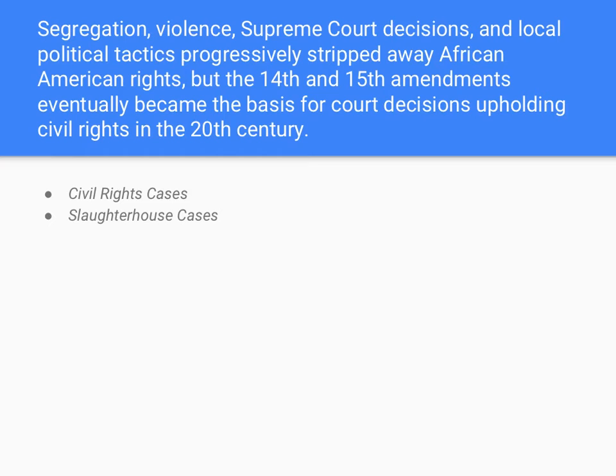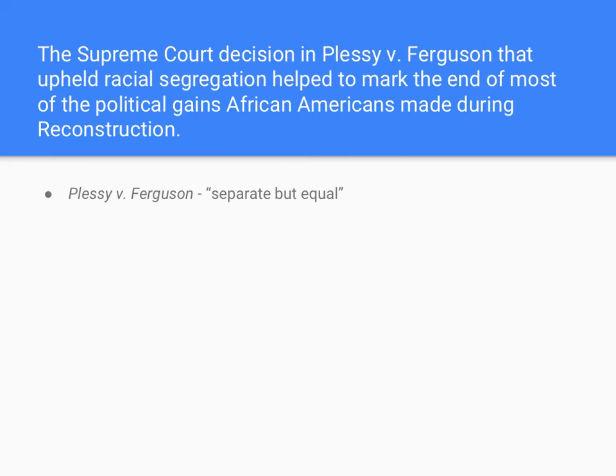In fact, just like the Dred Scott case before the Civil War, the civil rights cases and the slaughterhouse cases during Reconstruction and after Reconstruction gave powers to the states and essentially gave the states the ability to segregate their society between the races and to discriminate against African Americans.